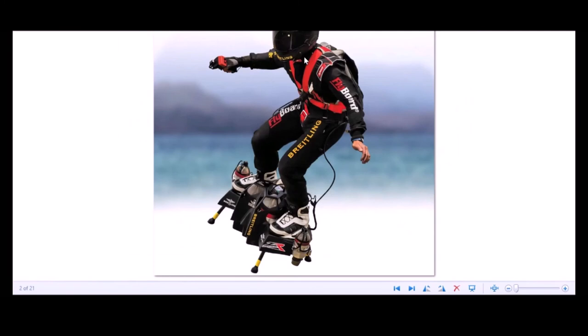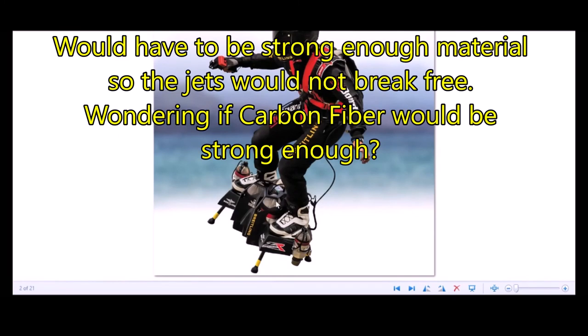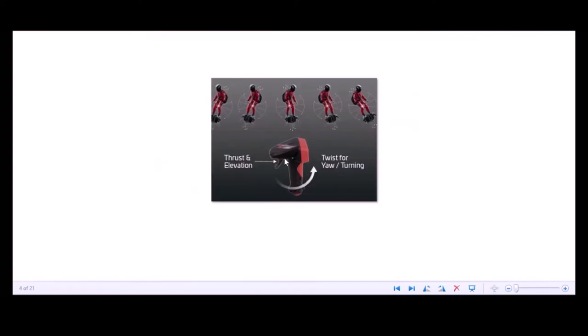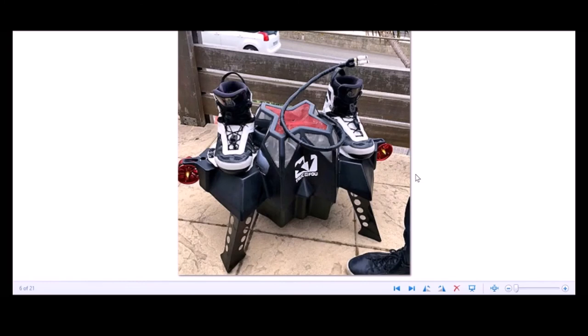Here's another great picture to examine. Here we can see the top of the jets, and how they're held into the machine. It looks to me like right here there is no mesh, so that's interesting. As we said before, we got the trigger for thrust, and then we have the turning of the entire unit for yaw and turning. I do believe I heard him say that he used ski boots, because ski boots are attached to skis.